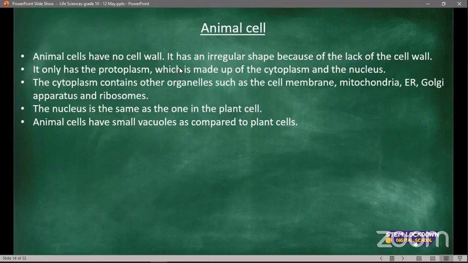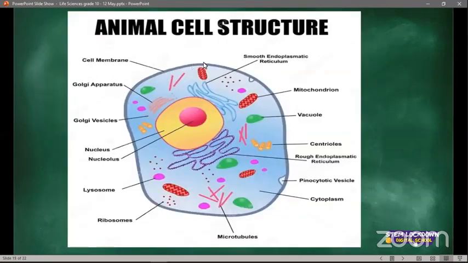So the outer structure is the cell membrane and not the cell wall. It has an irregular shape, and it has the cytoplasm. It contains all of these organelles and the nucleus. So this is the animal cell structure. It has no cell wall, and it has an irregular shape.